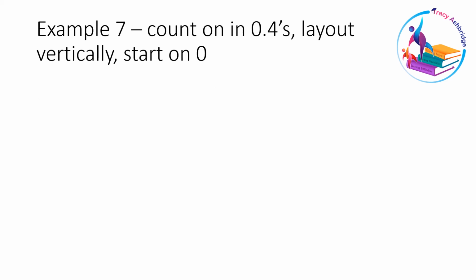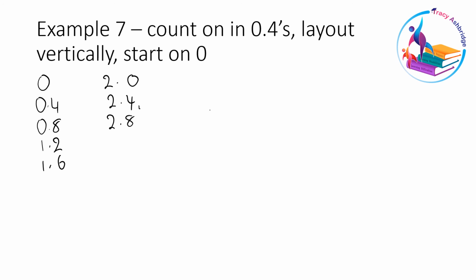So counting on in 0.4s. So we could start on 0, 0.4, 0.8, 1.2, 1.6, 2. I might put 2 up there actually. Let's go 2, 2.4, 2.8, 3.2, 3.6, 4. You see how, by the way, laying it out like that, you're setting up opportunities to have discussions about the patterns.